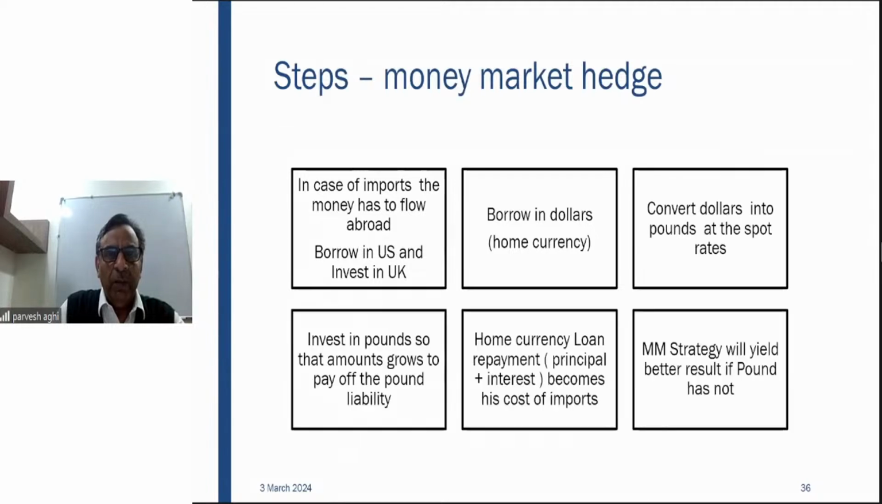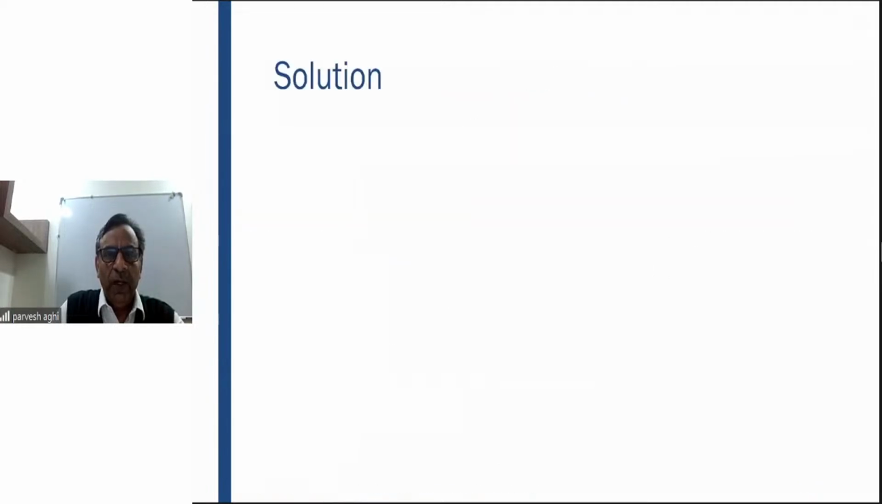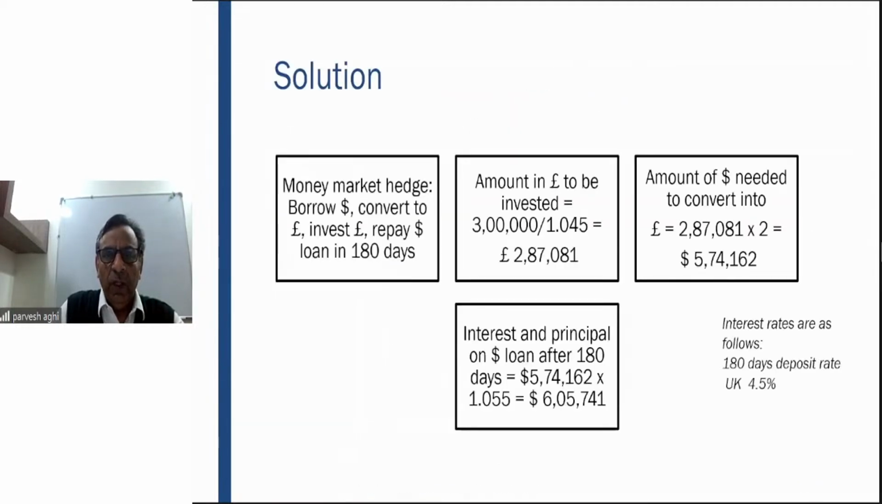Then, I explained the money market hedge. You can refer to my earlier video. That was the last video. There you can see their outflow, the last box, was $6,05,740. So in fact, they're finding that they're paying more compared to the forward transaction.